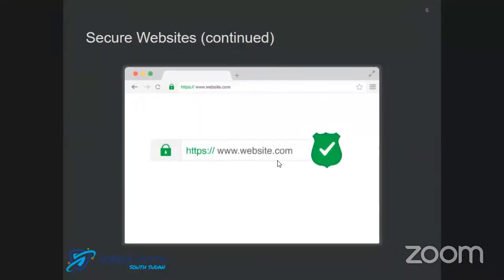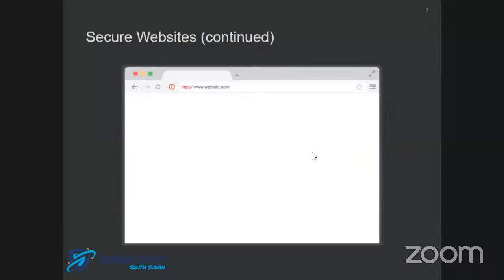So it is even here. Maybe you can see it now clear. https://website.com, depending on the domain you use. And then you can see the one with a red HTTP and then www.website.com. This one is not secure. So this is the easiest way you can identify a website that is not secure.